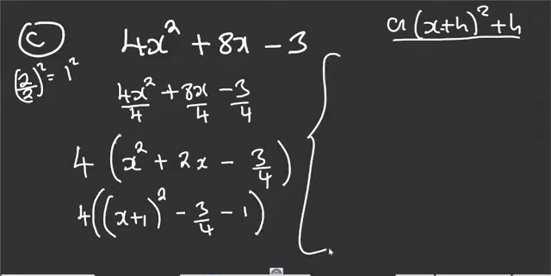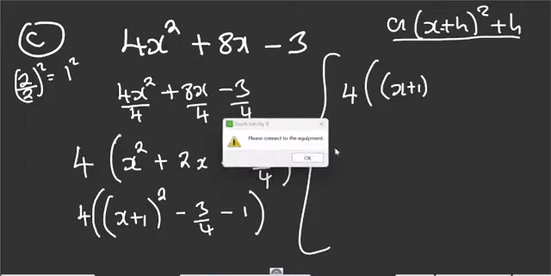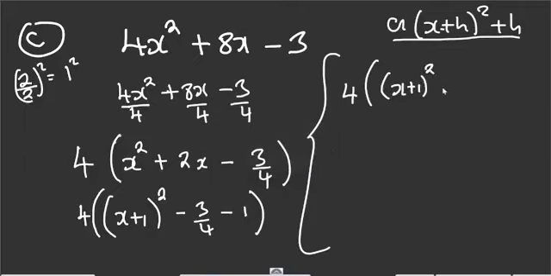So from this stage now, we can say 4, then you get x plus 1 squared, then negative 3 over 4 minus 1, negative 3 over 4 minus 1 to give us negative 7 over 4. Negative 7 over 4. That is what is going to give us.